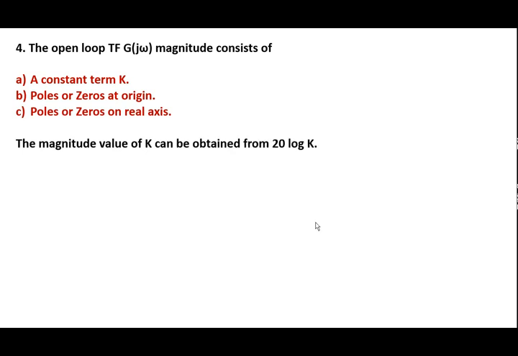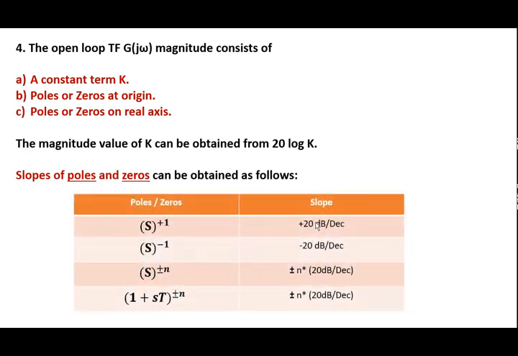So the magnitude of K can be obtained from 20 log K, for any constant. For example, if K equals 10, we can find the magnitude of that K as 20 log 10. 20 log 10 gives the magnitude of that particular constant. And the slopes of poles and zeros can be obtained, and for each and every pole and zero we will be finding the slopes.